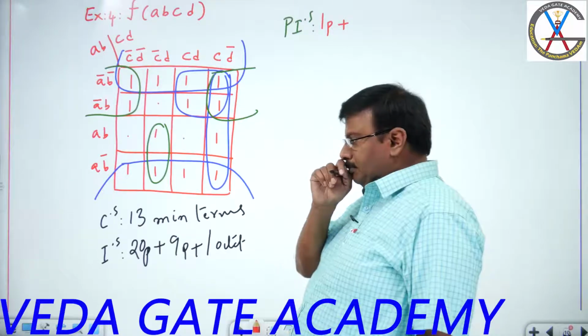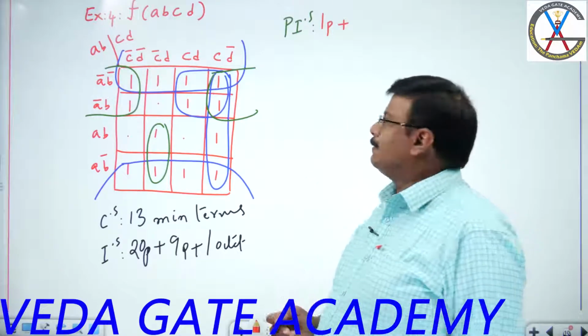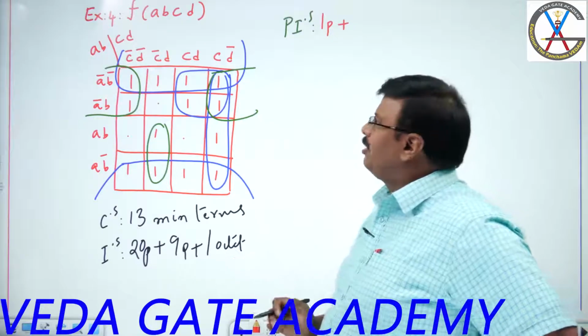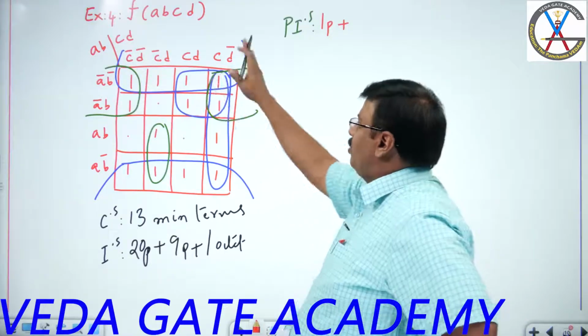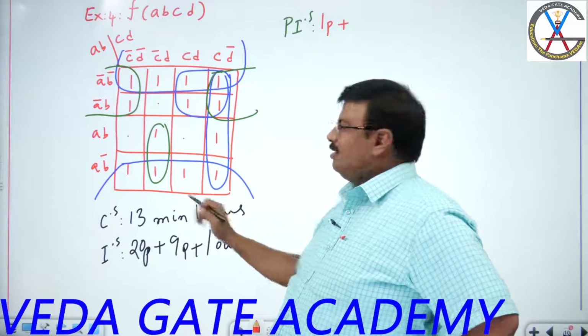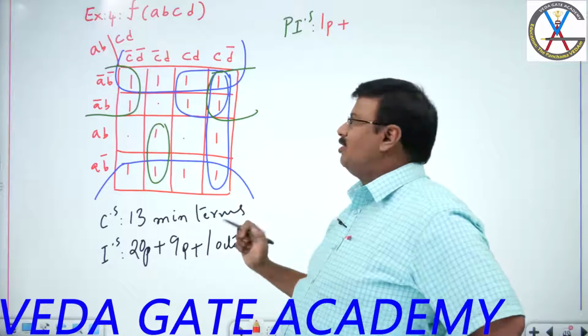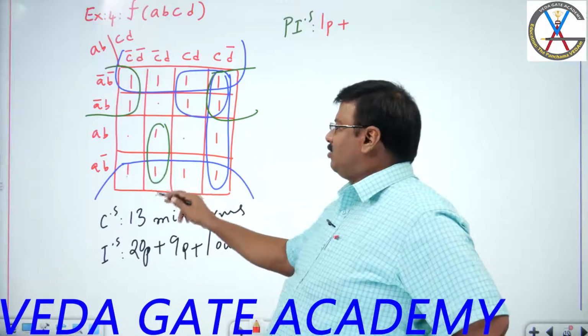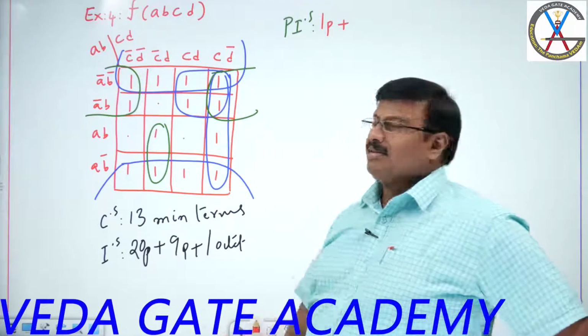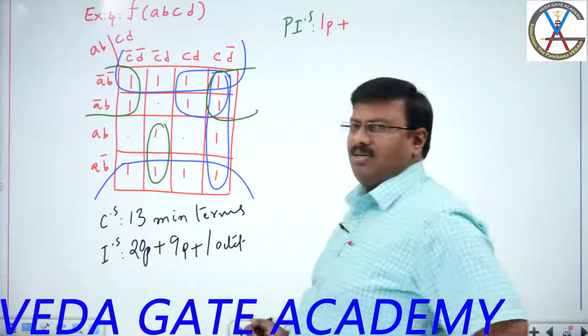plus how many quads are prime implicants? How many quads are not in an octet? That we have to count. And this is how the octet is, top and bottom. So this quad is already in an octet. Second, this quad is also already in an octet. This is in an octet, this in an octet. This also in an octet. 5. And the 4 corners are also in an octet.